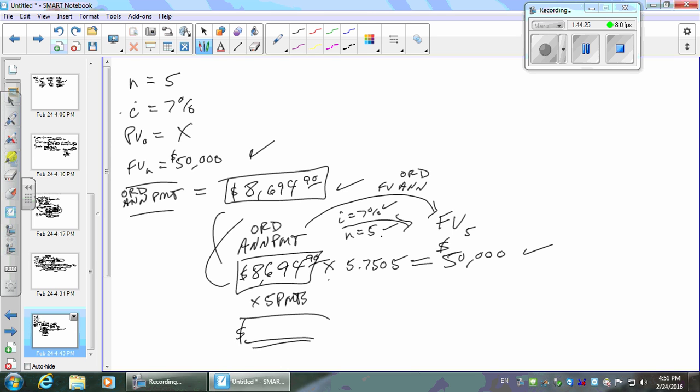By the way, if I didn't know the future value and I didn't know the payment, could I take the payment times that factor and get the future value? Yes. Could I do a present value too if I want? Sure. Look up the factor for a present value instead of a future value and take it times the payment and you're there. Got it? Pretty nice, huh? And we'll do more of these in class, okay?